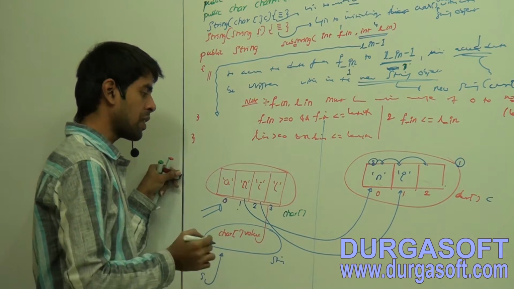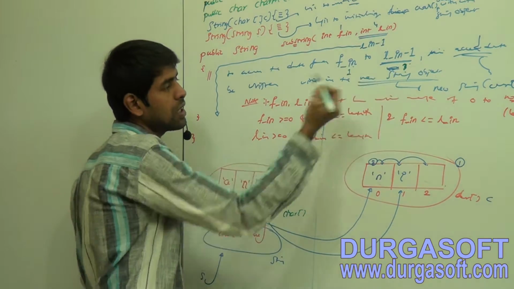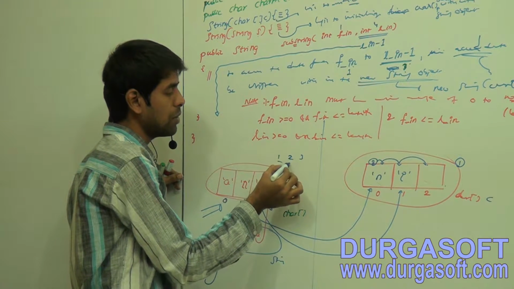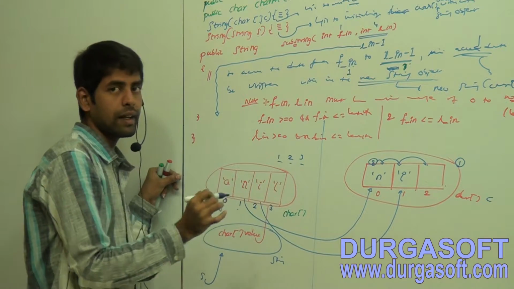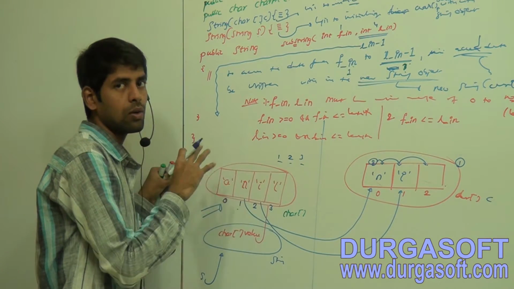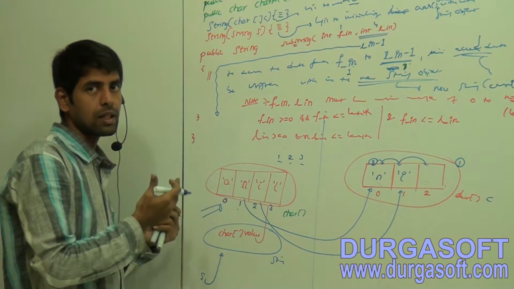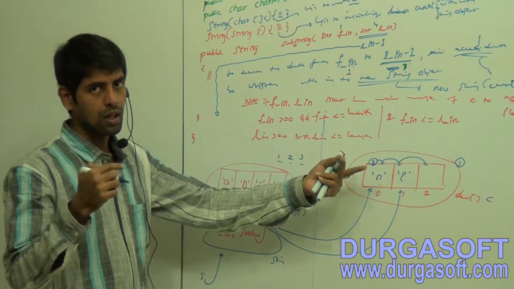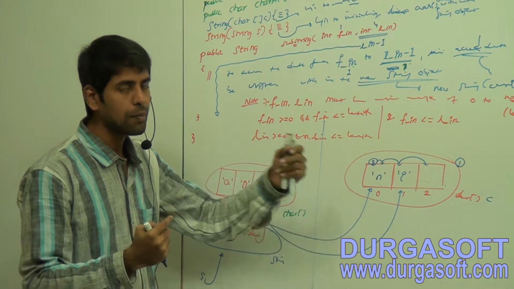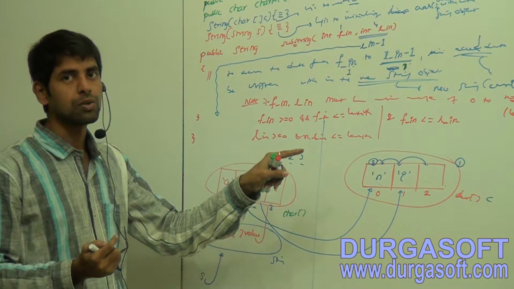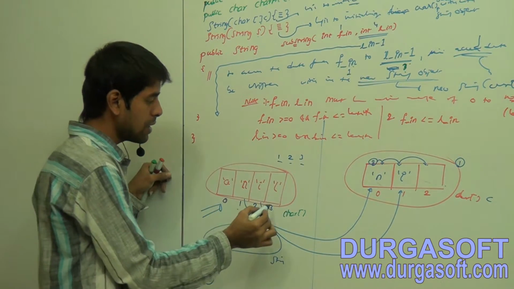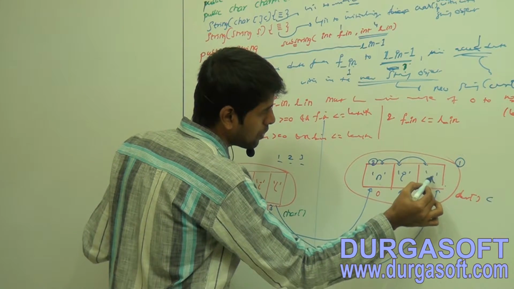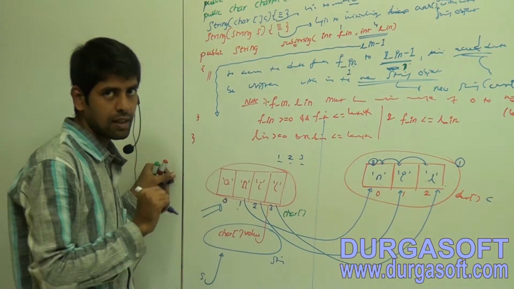Now one more thing, you still have till 3, right? From 1 to 3 means you have to copy 1, copy 2, and the 3 index character also we have to copy. Our first, second, and third index characters we have to copy to the new character array which we have created. Now take this 3 index character and copy that to the 2 index.